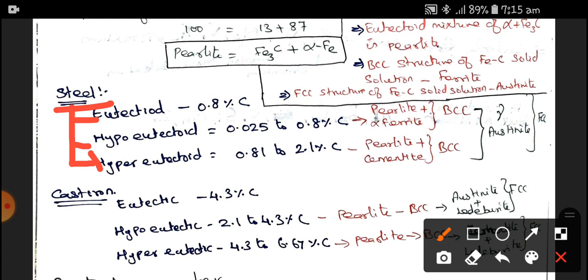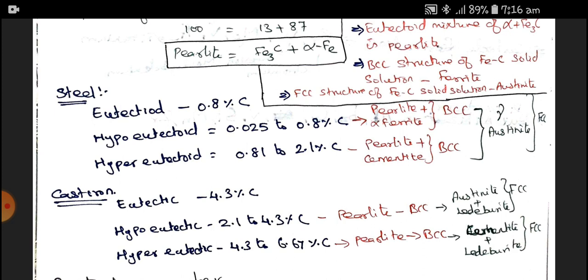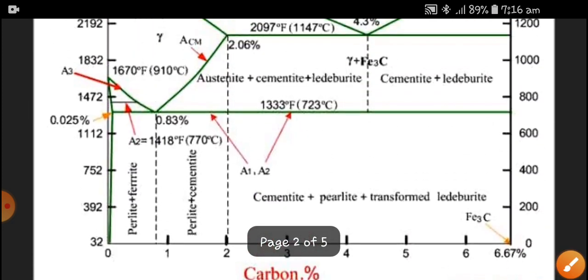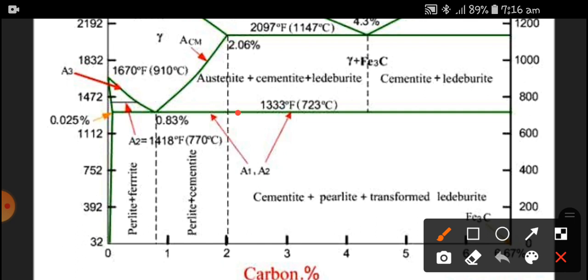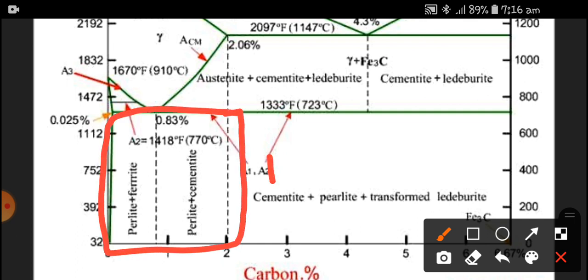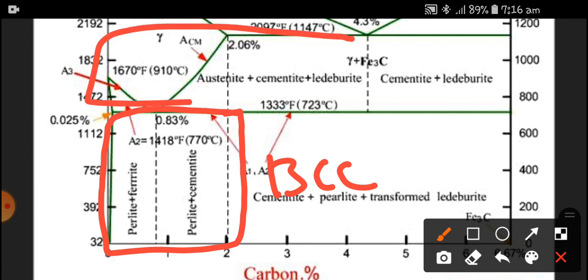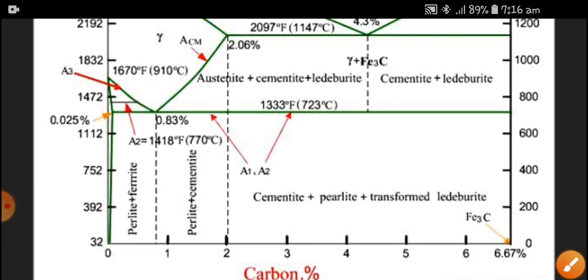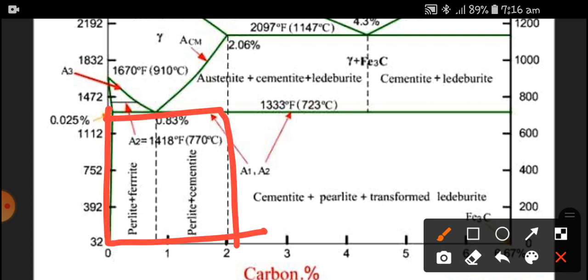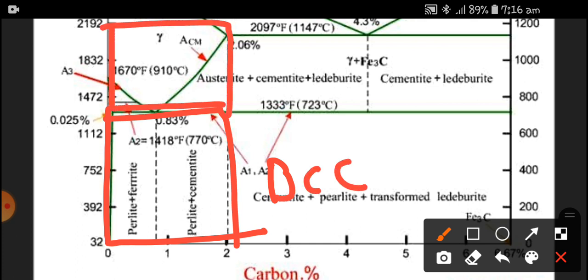Here the phases are pearlite and cementite, both are in BCC structure, whereas in the above austenitic solution, the gamma austenite becomes FCC structure. Here I'm going to show this in the diagram. Up to this, it is in the form of BCC structure. Beyond this, it is in the form of FCC structure. So we have to notice this.